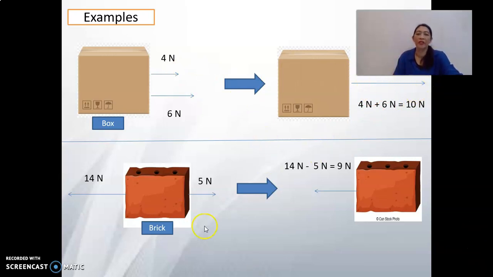So number 2 example is 14 Newton and 5 Newton. Going to the left is 14 Newton and going to the right is 5 Newton. So 14 Newton minus, because opposite. So you need to write 14 Newton minus 5 Newton equals 9 Newton. So you need to write the arrow going to the left because this is greater than the right side.